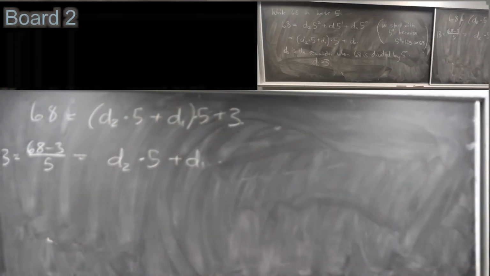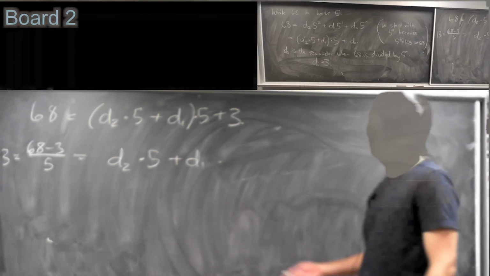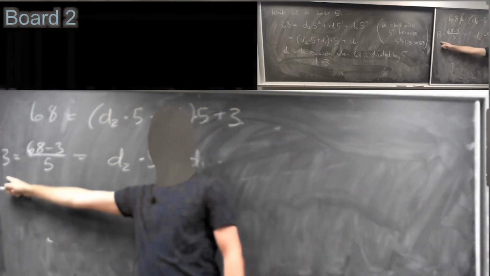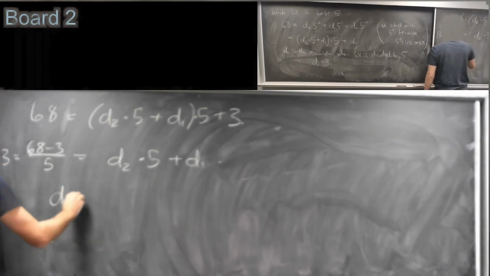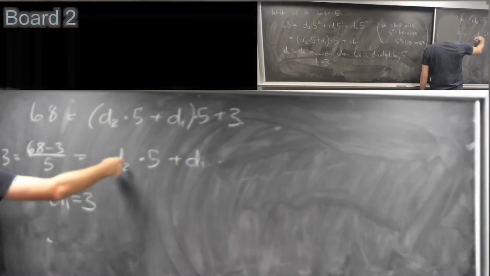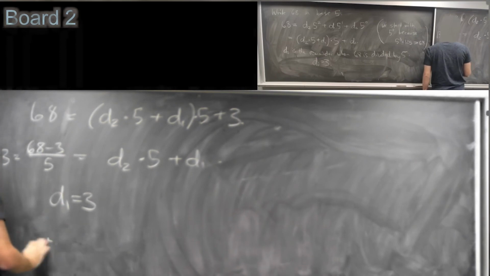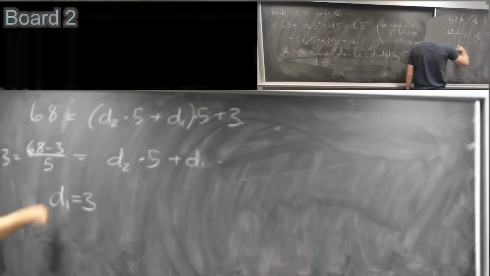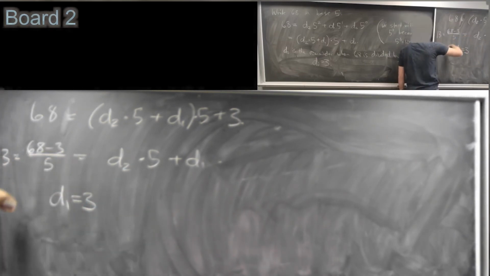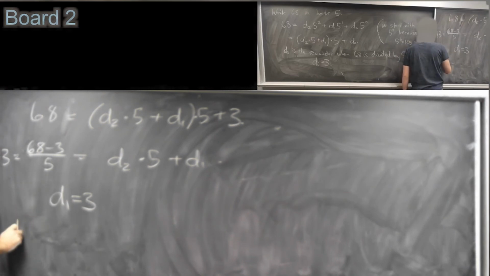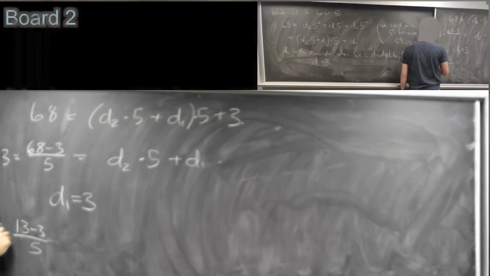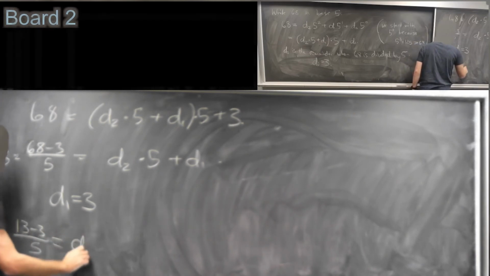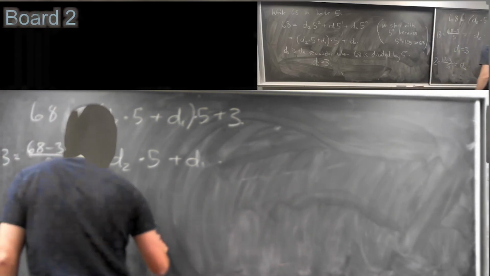So now what's d1? That's the remainder when I divide 13 by 5, right? Which is again 3. So d1 is 3 as well. And then you can see pretty easily here, d2 is going to be 2. But we can again do the bringing things around and dividing by 5. So if I take 13 minus 3 over 5, which is 2, that's going to be equal to d2. So d2 is 2.